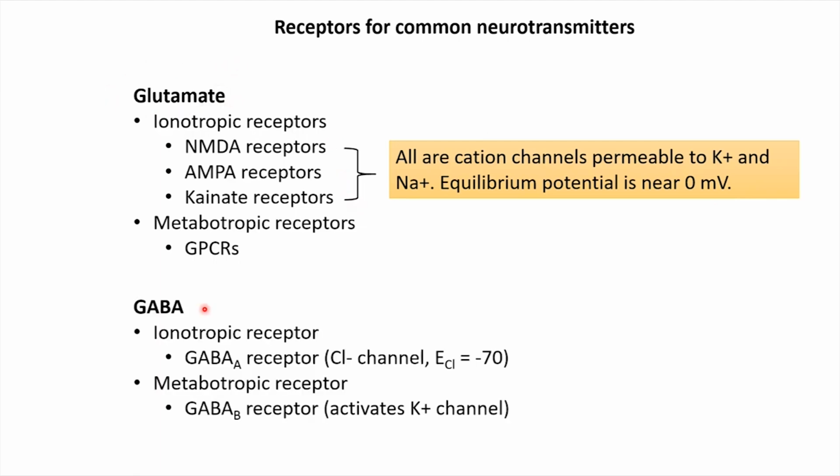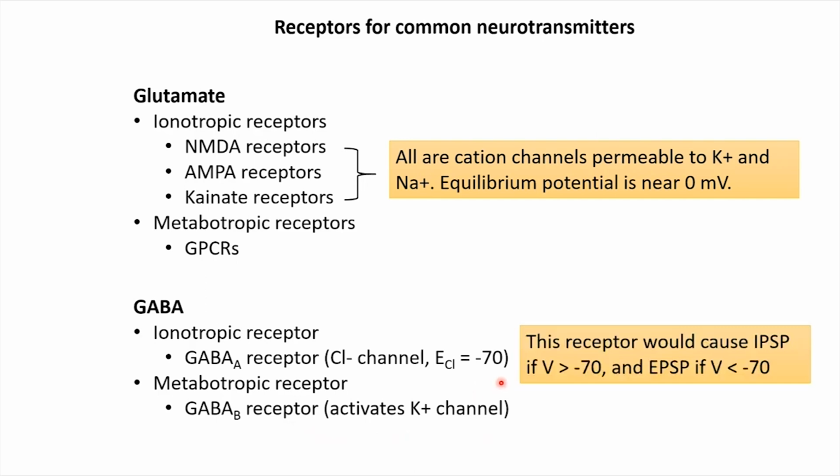Similarly, for GABA, there are different types of receptors. There are ionotropic receptors as well as metabotropic receptors. The ionotropic receptor for GABA is known as GABA A receptor, and it opens a chloride channel. So this is basically a GABA gated chloride channel. And the metabotropic receptor for GABA is known as GABA B receptor, and this receptor results in indirect activation of a potassium channel. And because the equilibrium potential of chloride ions is -70 millivolts and potassium ions is even lower, and these values are lower than the resting membrane potential, these channels have an inhibitory effect on the neuron.